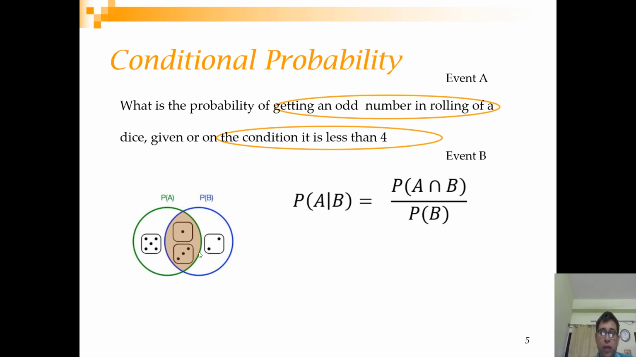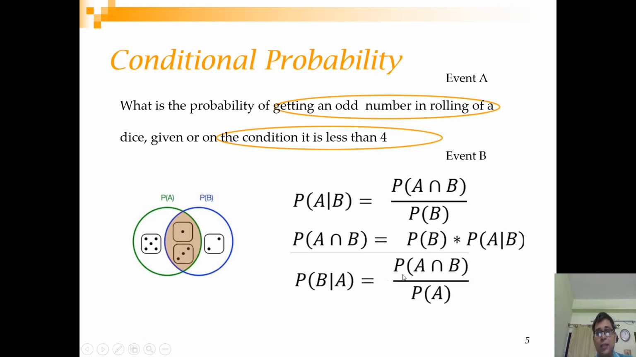Now, it turns out again that probability of A given B can be used to find out probability of B given A. How? With just simple mathematical calculations. So from this, we can say probability of A intersection B is the product of probability of B and probability of A given B, right? Next, probability of B given A is similarly the ratio of probability of A intersection B and probability of A, okay?